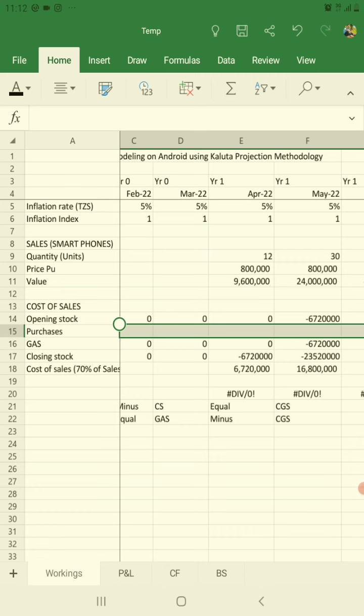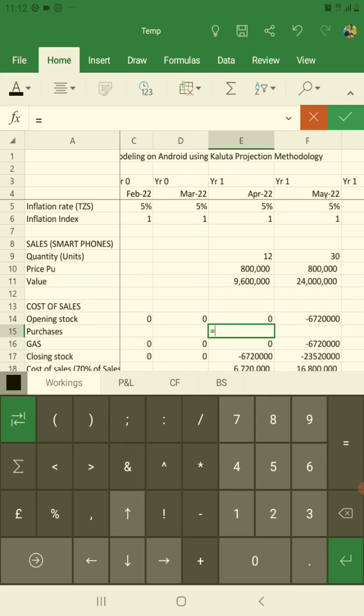So from here on April is where my purchases will be done, and I put the formula back again, which is equal to this cost of sale, the value, so that is the sales value, multiplied by 70%, and then multiply by 1.2 to gross it up by 20% margin as a buffer stock.